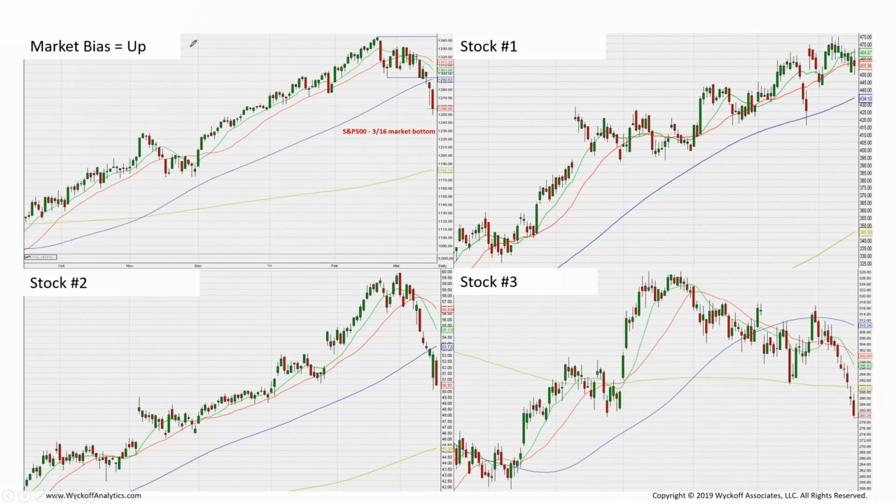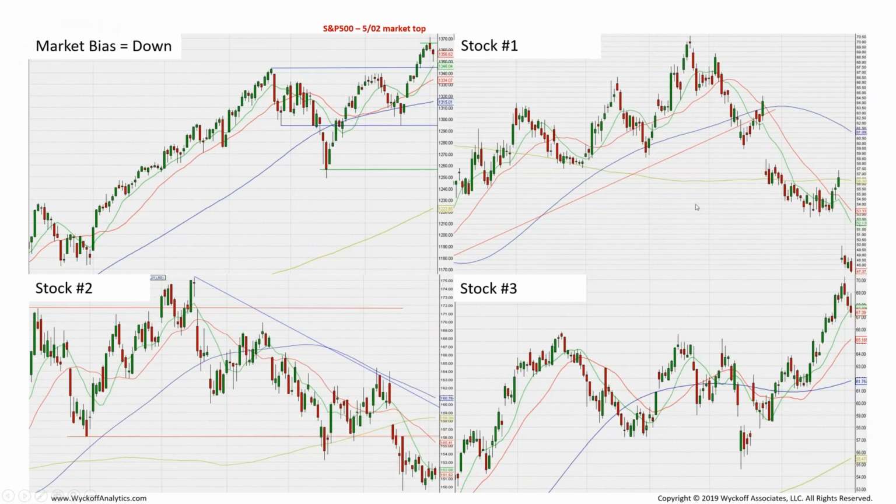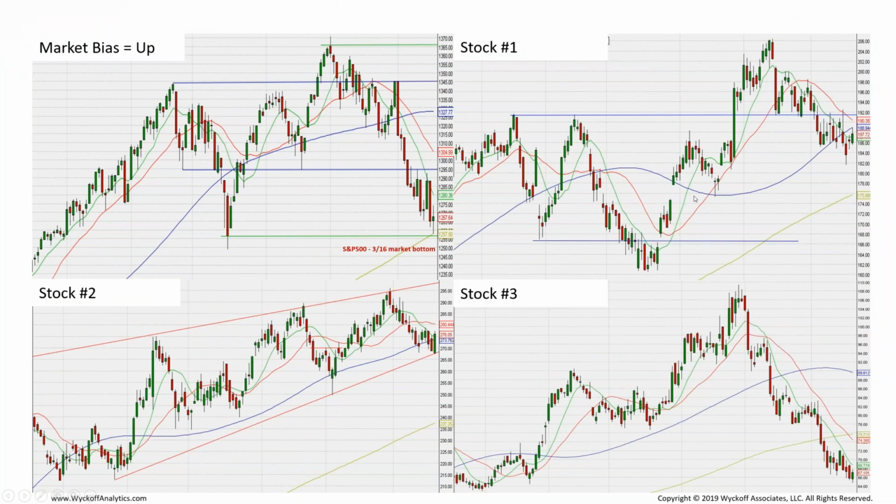So in this case, the next bias is to the upside. We know that the market is going to go up. So which stock out of 3, or maybe multiple stocks, will you be selecting as your buy? Okay, next one. And one more. All right, well, let's see some questions, some comments.